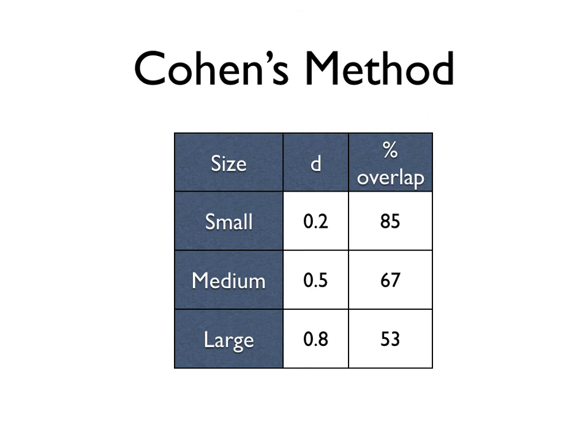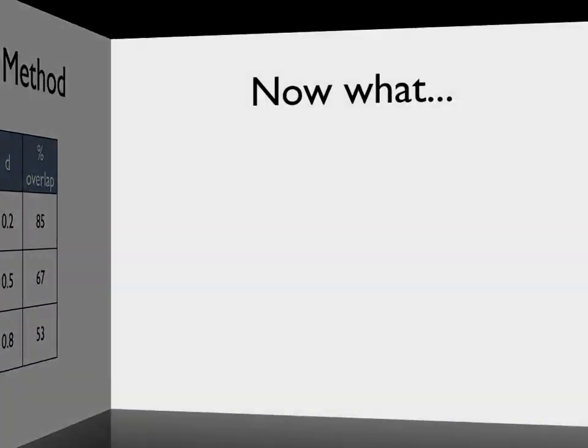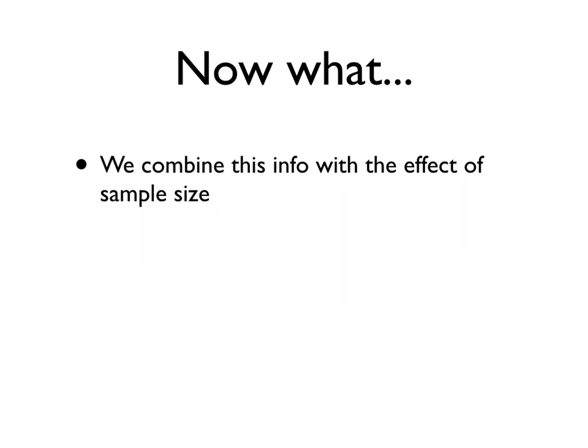All right. So now what do we do with this information? Because what are we trying to do? We're trying to say how many subjects do we need in an experiment given a certain effect size. We're trying to be practical. We combine this information with the effect of the sample size. We use something exciting called the delta statistic. That's not a halfway done 8, it's a delta.